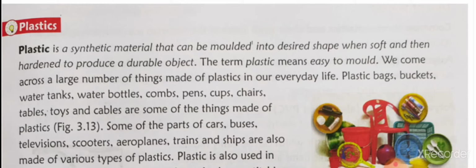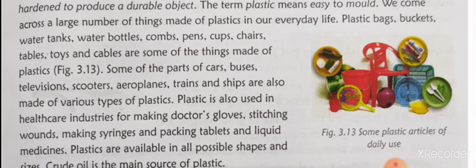We come across a large number of things made of plastic in our everyday life. We are surrounded by many objects which are made up of plastics. Plastic bags, buckets, water tanks, water bottles, combs, pens, cups, chairs, tables, toys and cables are some of the things made up of plastics, as you can see in figure 3.13.